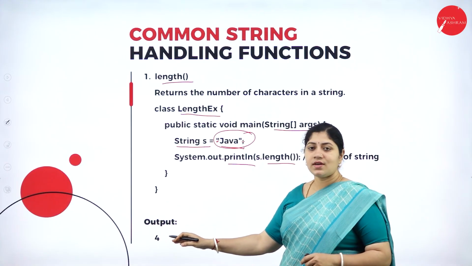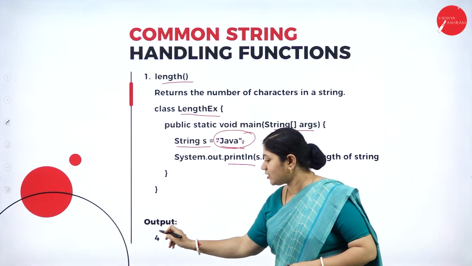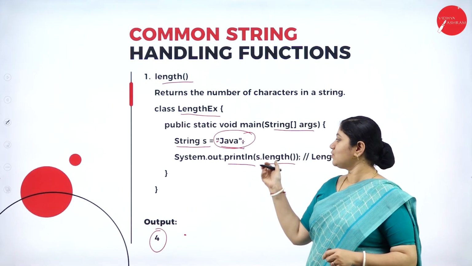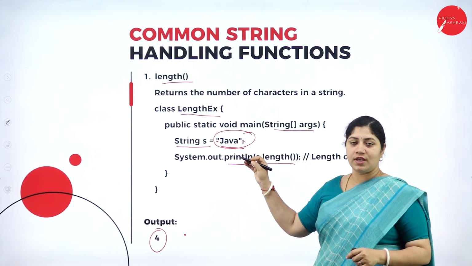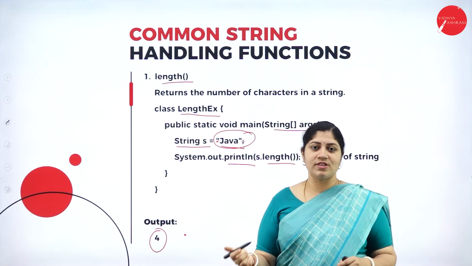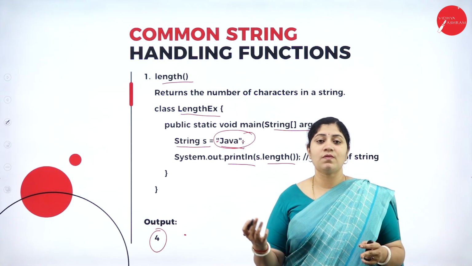Then at the output after execution of this code, we will be resulting with a 4. So how is it 4? Because of these 4 characters, that is JAVA. And it is a sequence of characters. We got the length of that sequence. So this is the smallest example with respect to the length function.